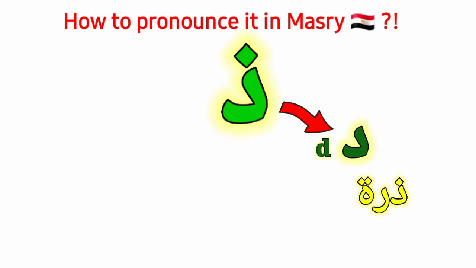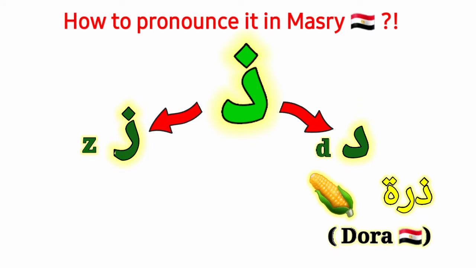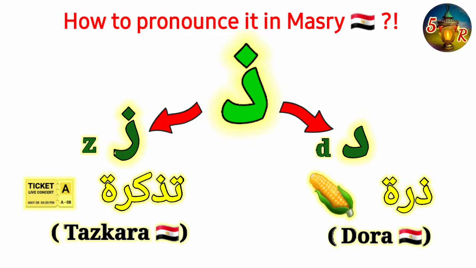So, for example, here, the word Dora, it will be pronounced, can you take a guess? Yes, Dora. So Dora in Fusha, in Masri, it is Dora. But, and that's the confusing part, I'll be honest with you. In some other words, Dal in Masri is pronounced as Z, as normal Z, without the tongue out. Same as the word ticket here, that's why I got it on purpose. Usually in Masri, the people pronounce it Tazkara, without the tongue out. So you see, you'll find a lot of examples for both of them.